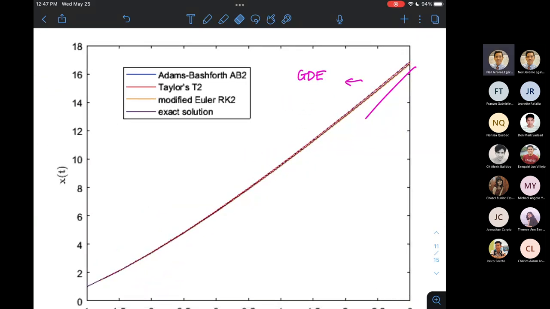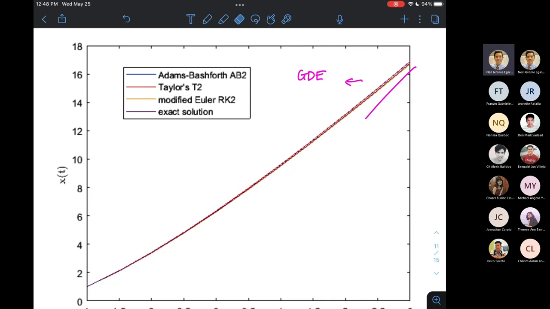The next question is, okay, it's accurate, so what? Actually, it's not a 'so what.' It's accurate, but the question is whether the additional evaluation we considered is worth it. Is upgrading from T2 and RK2 to Adams-Bashforth worth it, because Adams-Bashforth's method uses multiple steps? We'll look at whether the additional work, or the consideration of previous estimates, is worth it. Maybe not, and we'll just stick with Taylor and Modified Euler.